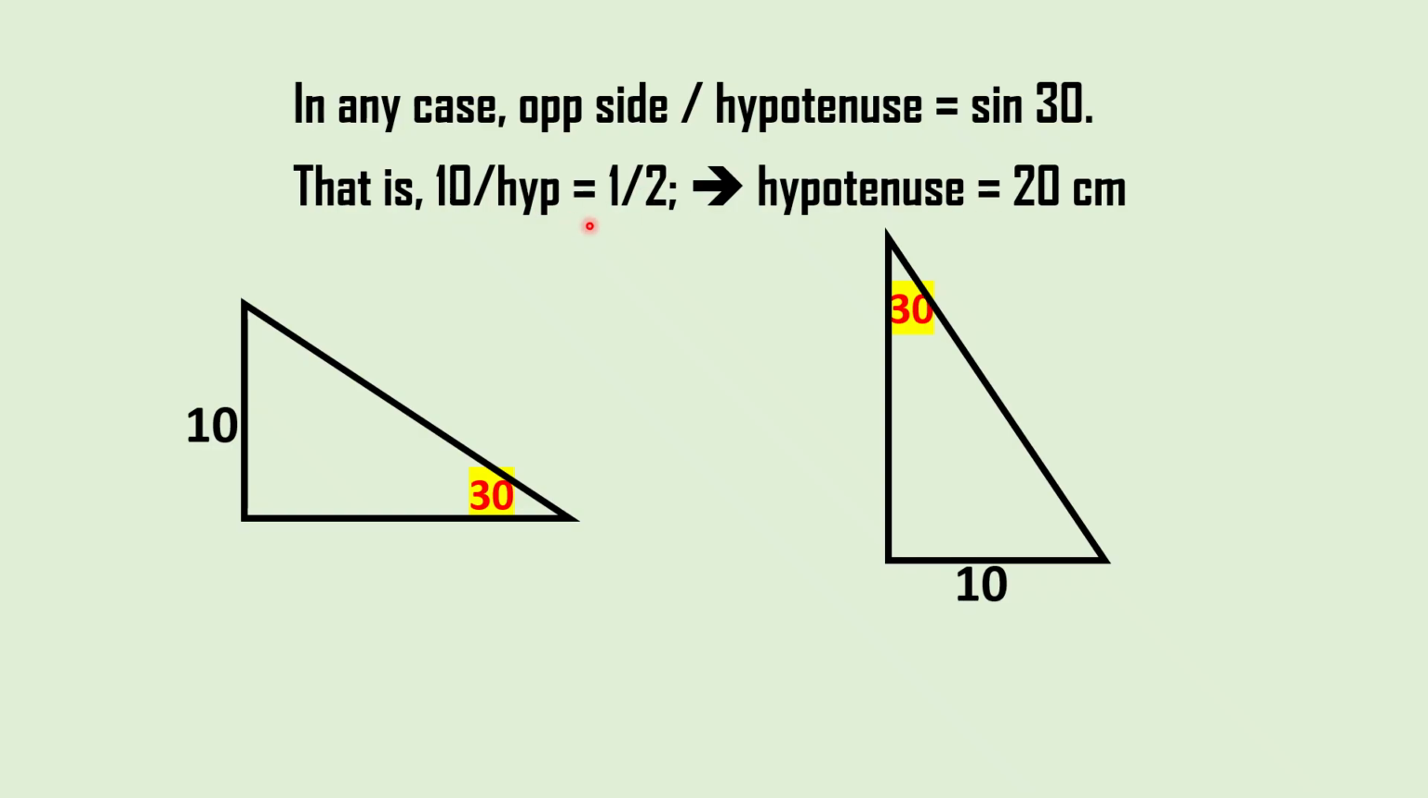10 by hypotenuse is 1 by 2. Why 1 by 2? Value of sine 30. Value of sine 30 is 1 by 2. Right? So opposite side 10 divided by hypotenuse is sine 30, which is 1 by 2. So 10 by hypotenuse is 1 by 2. So hypotenuse is 20 centimeters.